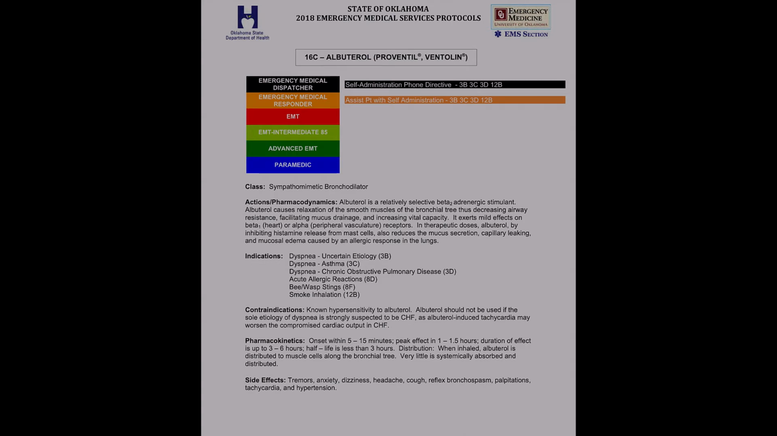So next, our onset within 5 to 15 minutes, peak effect 1 to 1.5 hours, duration effect 3 to 6 hours, half-life less than 3 hours. When inhaled, albuterol is distributed to muscle cells along the bronchial tree. Very little is systemically absorbed and distributed. All right, so not a whole lot of that applies to us. What we do know is that the onset's 5 to 15 minutes, and we know that albuterol works pretty quick. It works better the more that it's inhaled.